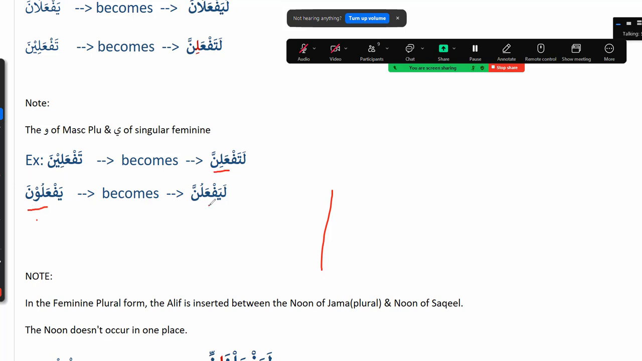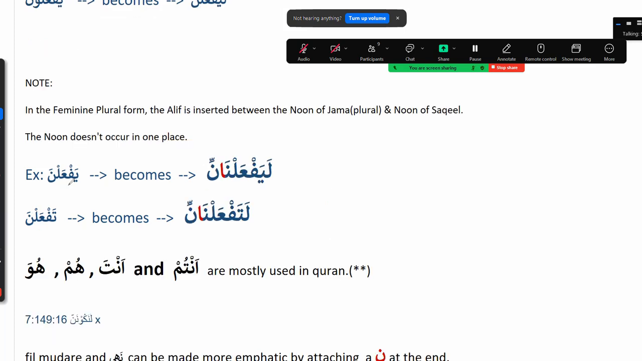Yaf'aluna becomes yaf'alunna. In the feminine plural form, the alif is inserted between the noon of jama plural and the noon of thaqil. Here the noon doesn't occur in one place. Feminine plural forms yaf'alna and taf'alna, right? So here what is happening? La yaf'alnani is added. Nani is added for the feminine plurals. Yaf'alna becomes la yaf'alnani. So nani is added at the end. Taf'alna becomes la taf'alnani.